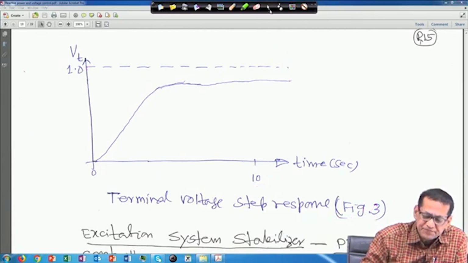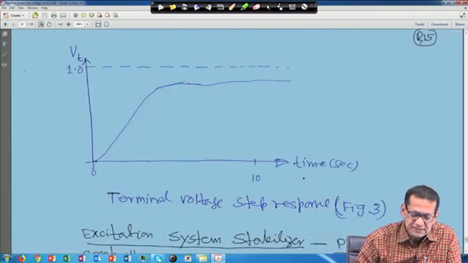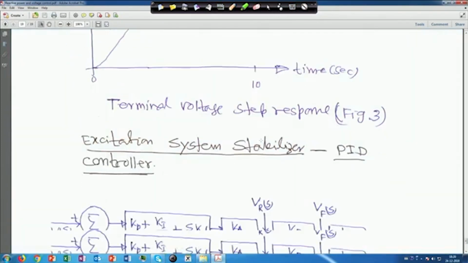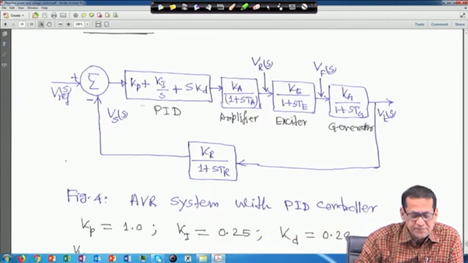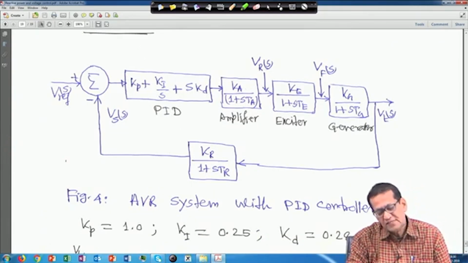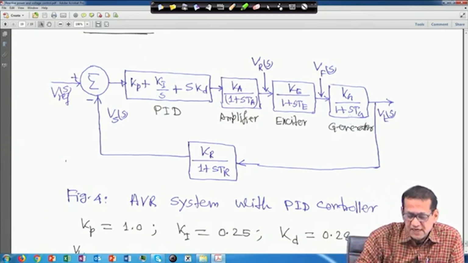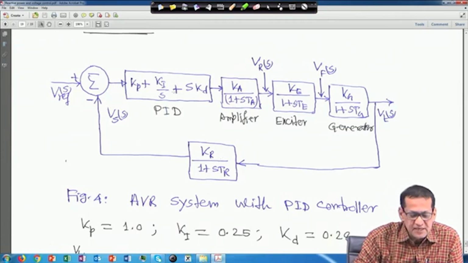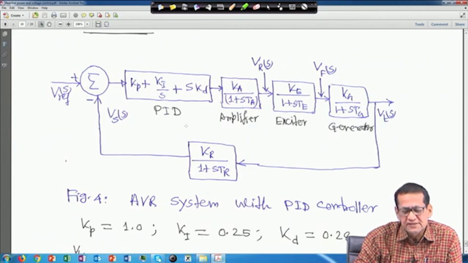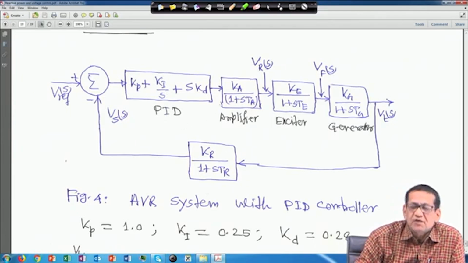So, next is your excitation system stabilizer, that is the PID controller. Now, if you use the PID controller Kp plus Ki upon S plus S Kd, and this is your usual amplifier, exciter, generator, and this is V_TS. No stabilizing transformer is connected here, and this is a PID controller. Optimization will not be discussed here, we will just see how the response is for a particular value of Kp, Ki and Kd.